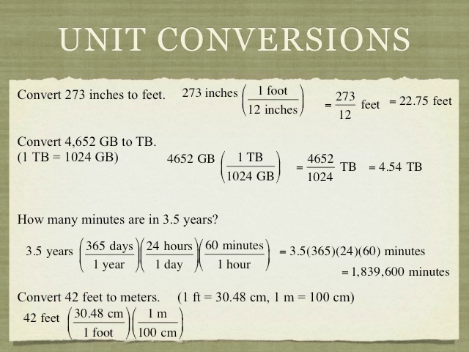The reason I'm multiplying is so that I can cancel my centimeters. Now if I do my multiplication, I'll have 42 times 30.48 divided by 100, that's the number part. Feet cancels with feet, centimeters cancels with centimeters, and I'm just left with meters, so I have 12.8 meters.